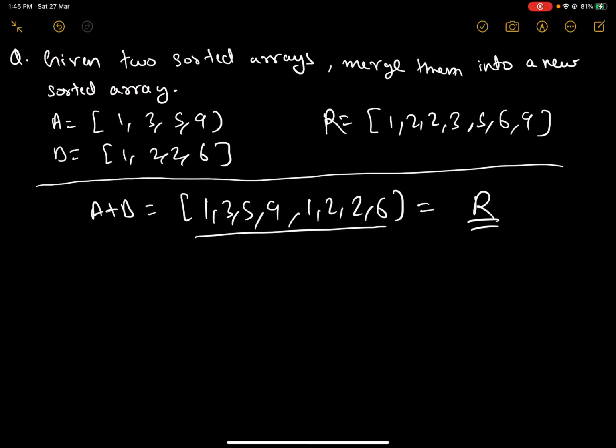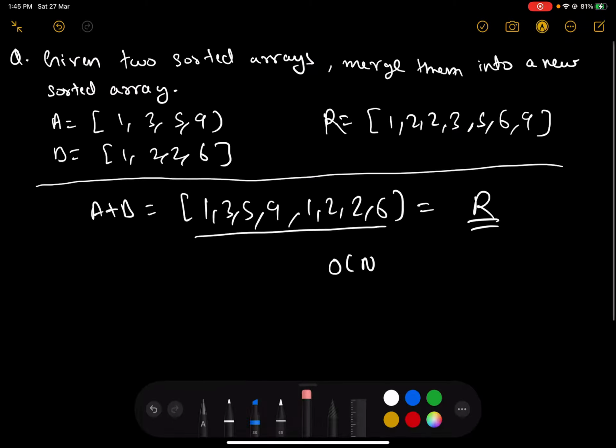Let's say I use some n log n sorting technique like heap sort. In that case my runtime complexity will be O of n log n, where n is the number of elements in the concatenation of a plus b. So how can I improve upon this n log n time complexity?